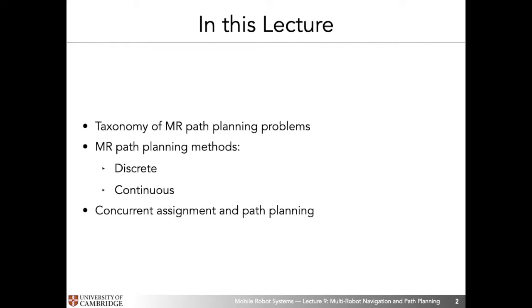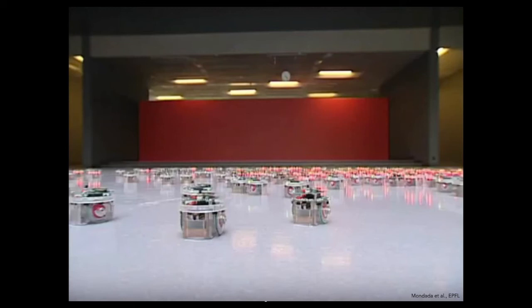The other domain we'll be talking about is the class of solutions that solve the path planning problem in the continuous domain. And at the end, I will be concluding with a couple of examples of how we can actually solve the concurrent assignment and path planning problem. To set the tone for this lecture, I'd like to start off by showing you a movie that illustrates an example of multi-robot path planning.